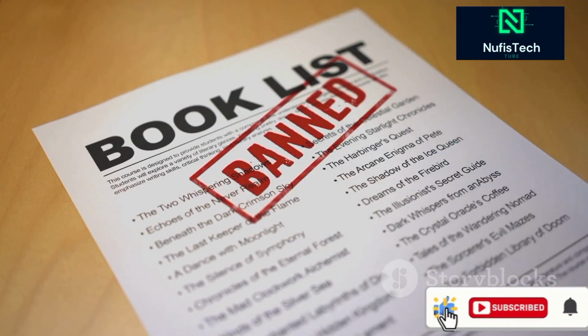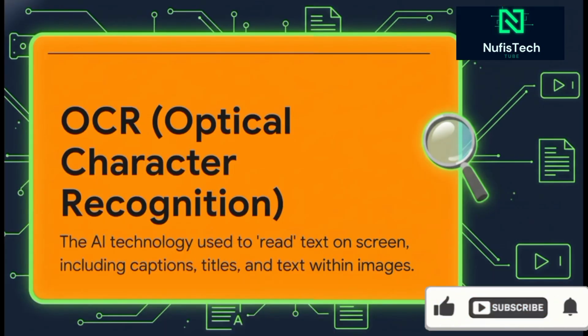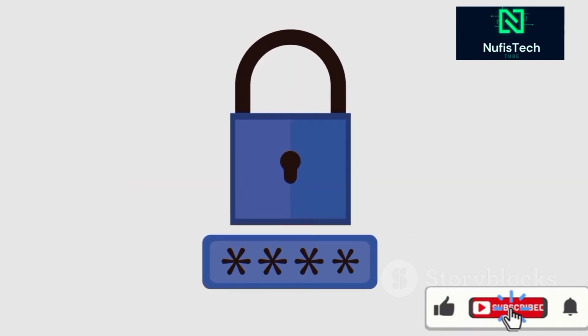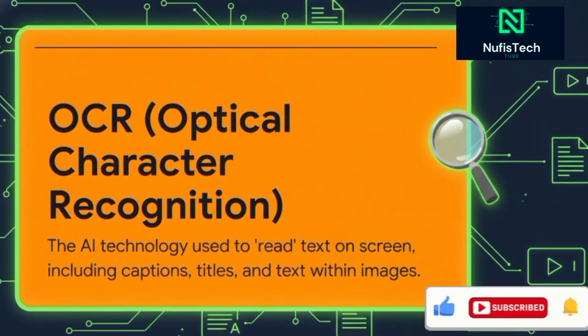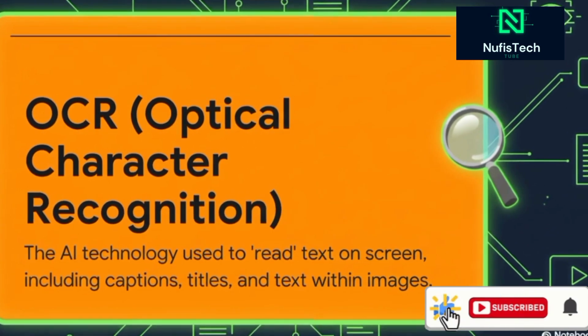You see, the AI doesn't just listen, it also reads. It uses a technology called optical character recognition, or OCR, to scan every single piece of text that's visible in your video. We're talking titles, descriptions, and yeah, even the words you put right on the screen.